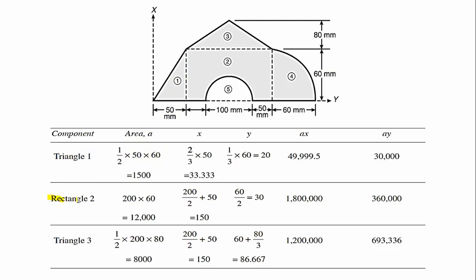Next, the second one is the rectangle. We will try to calculate the area of this rectangle. You can see here this is 100 mm plus 50, 150, plus here 150, 200 mm. So this breadth is 200 mm, height is 60 mm. So 200 by 60, we will get the area of the rectangle. Next we will take this triangle. This width is 200, this height is 80 mm. Therefore half into base into height, half into 200 into 80 mm. We will get the area of this triangle.